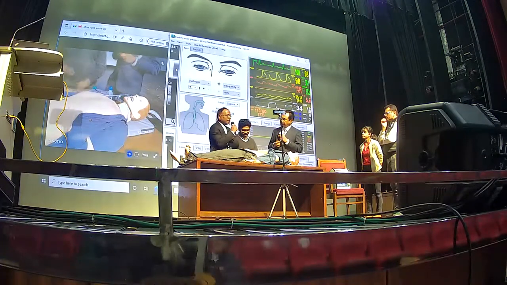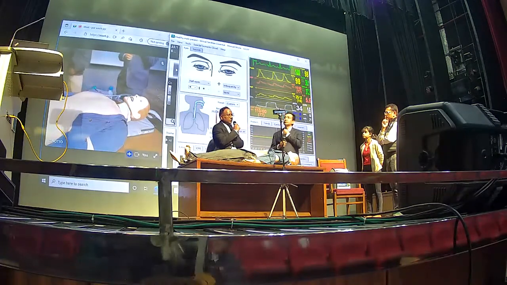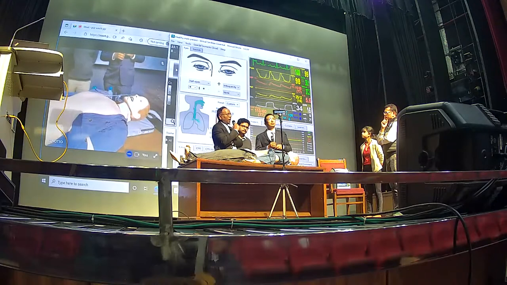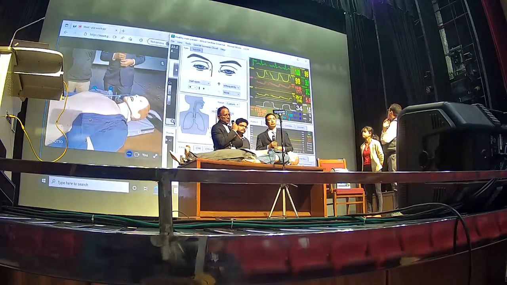Why we are doing this test is because we all know that hypercarbia is one of the strongest stimulants to the respiratory center. That's the whole idea of doing this test.